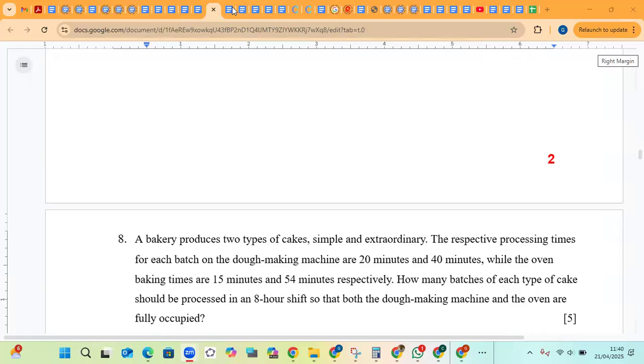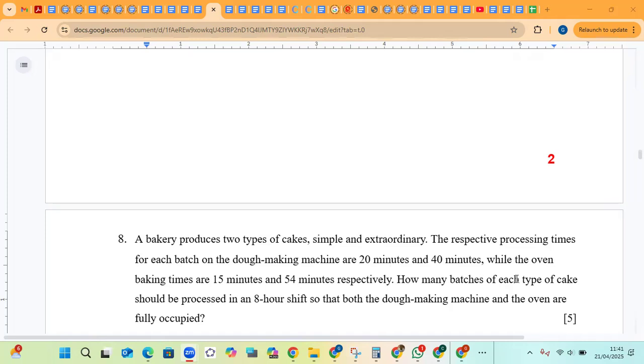This recording is with regards to number 8 in the Math 313 practice quiz. It reads, a bakery produces two types of cakes, simple and extraordinary. The respective processing times for each batch on the dough making machine are 20 minutes and 40 minutes, while the oven baking times are 15 minutes and 54 minutes respectively, so respectively regarding simple and extraordinary.